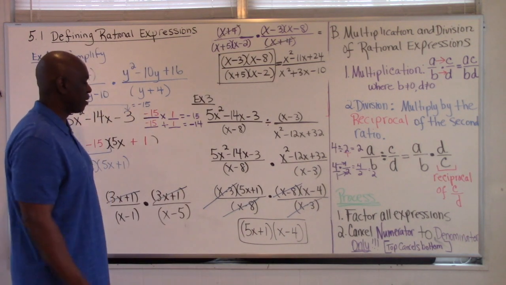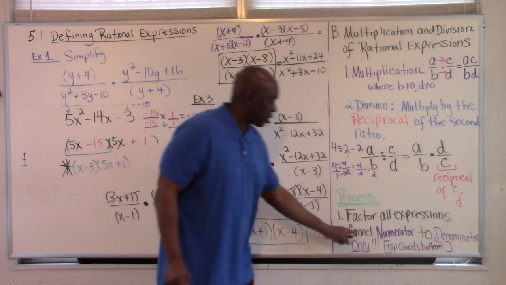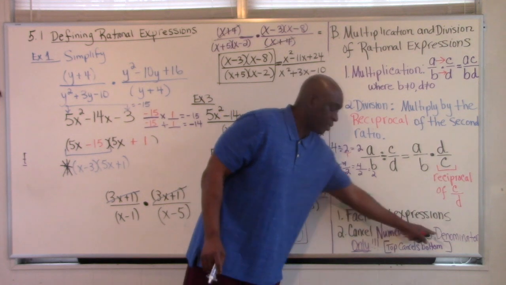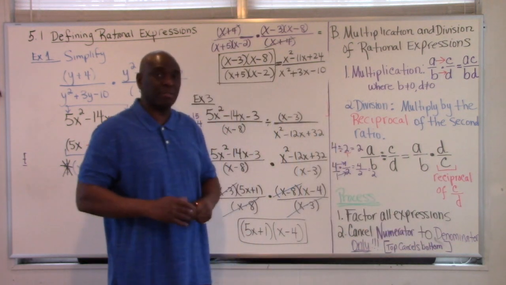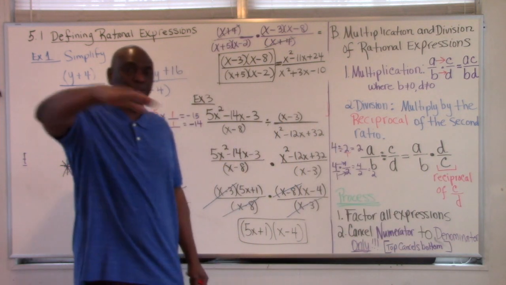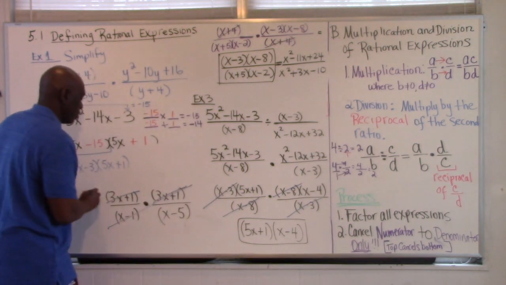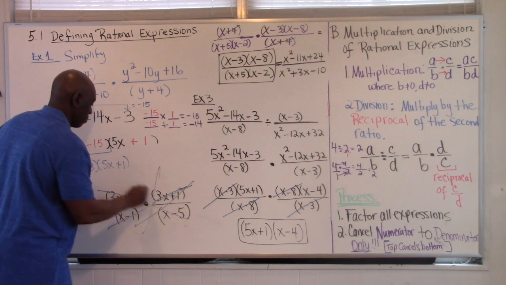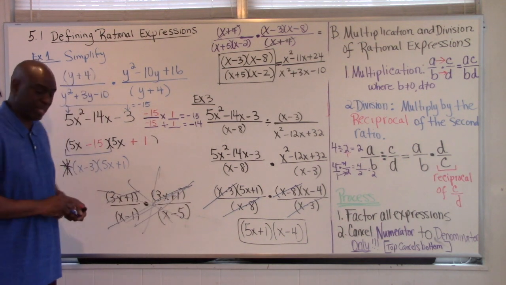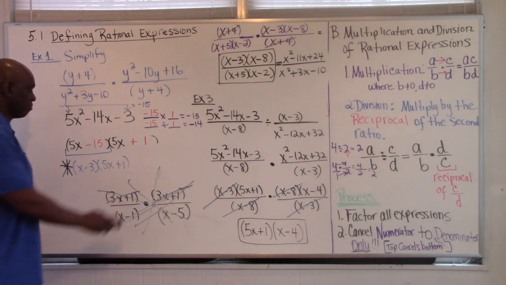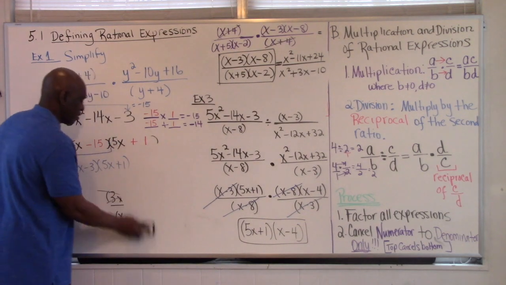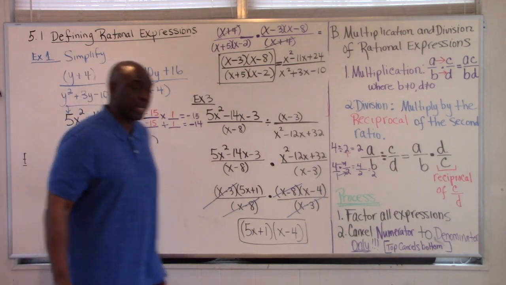Can't do it. Okay? Because whenever you cancel, it must be numerator to denominator. You cannot cancel laterally, numerator to numerator, or denominator to denominator. So this you cannot do. That is a no-go. In fact, since we can't do it, let's get rid of it. I don't even want to see it. It's not mathematically sound.